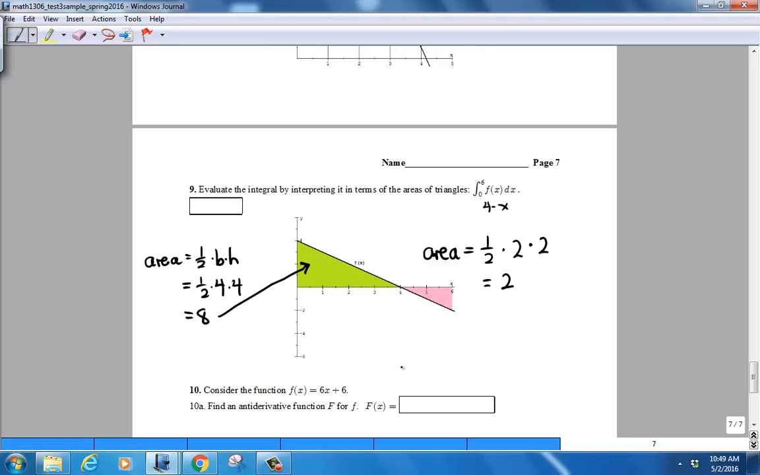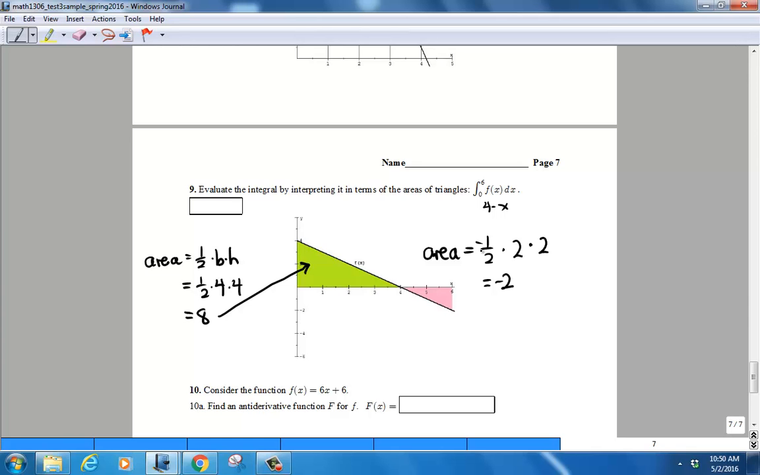But remember now, this is below the x-axis, so you're going to interpret this area as negative. Make sure that you put a minus sign here, because you're going to get a negative area, not a positive area.